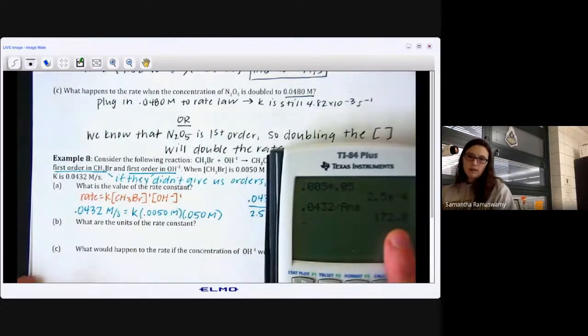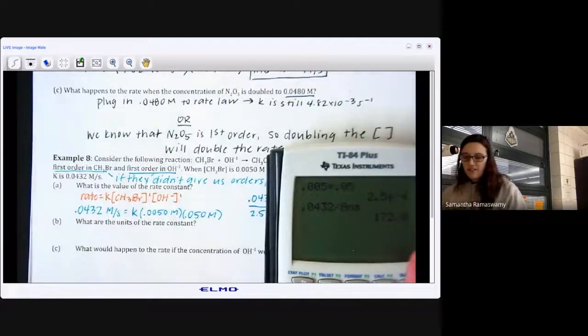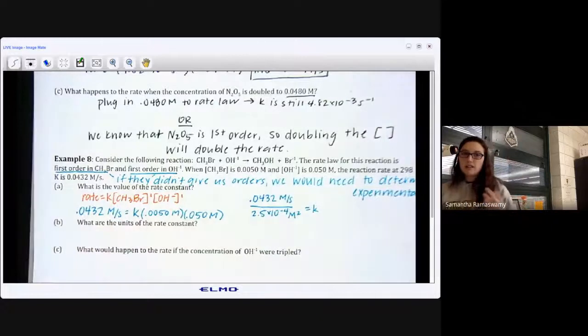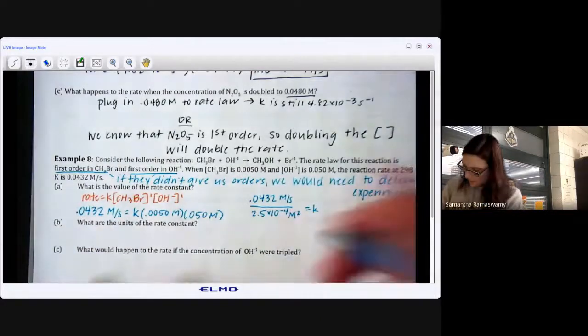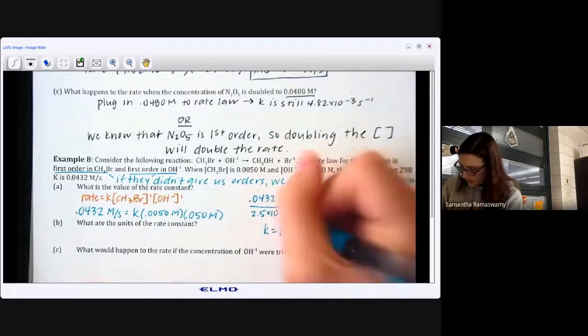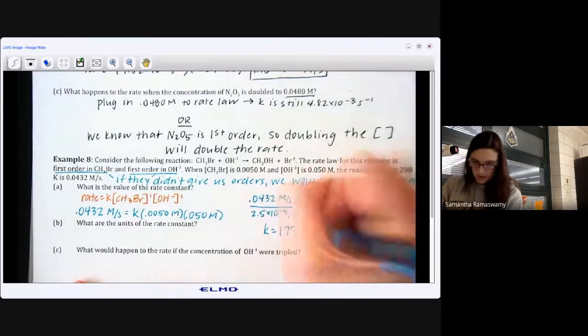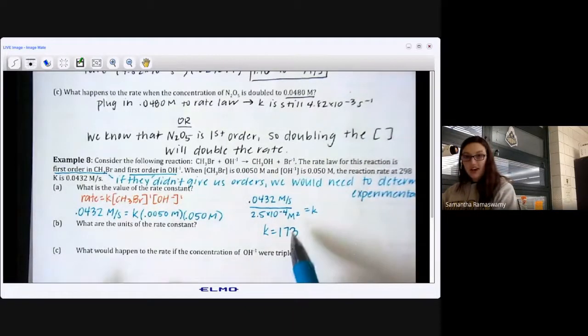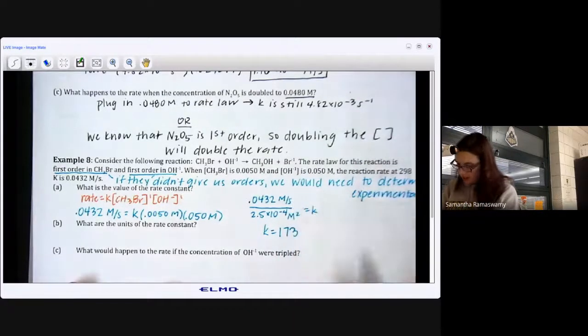172.8. The higher the rate constant, the faster the rate. So the higher your value of the rate constant, the faster your rate will be. So K is, I'll just do 3 sig figs, 173. So there's our value. Now we can figure out the units here.